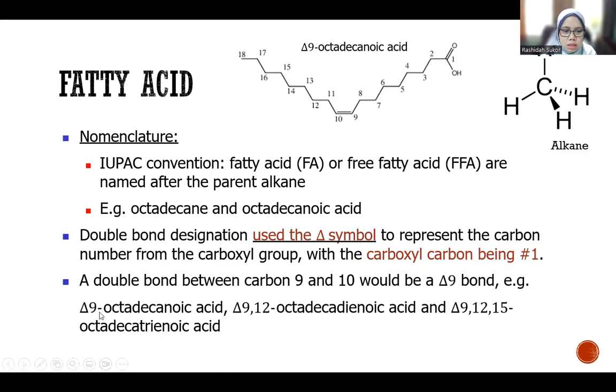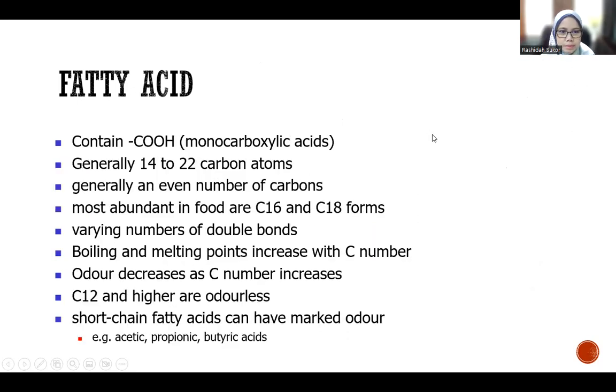Okay, if it's like this, 9, 12 octadienoic acid, it has double bonds at number 9 and number 12. So if it's delta 9, 12, 15, it will have double bonds at 9, 12, and 15 here. So the nomenclature is like that. That is one of the nomenclatures that some people use to name fatty acids.